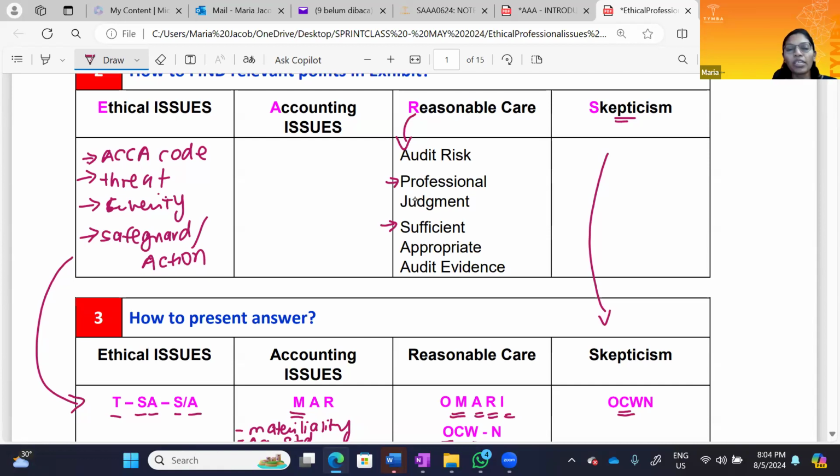Now you have to understand that an ethical question can be examined on all these areas, and don't always think that you only have to look out for threat, because the examiner doesn't word it that way. The examiner will say identify ethical and professional issues. So this part here is going to be the professional issue.